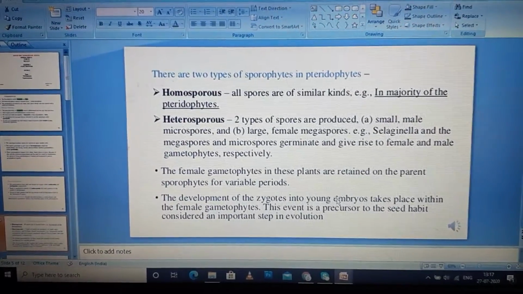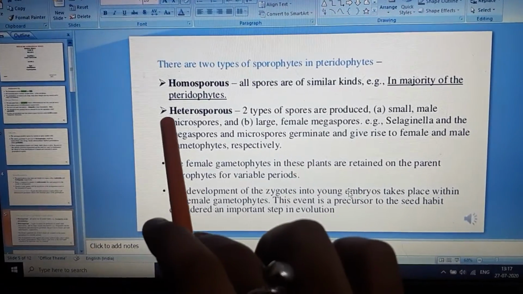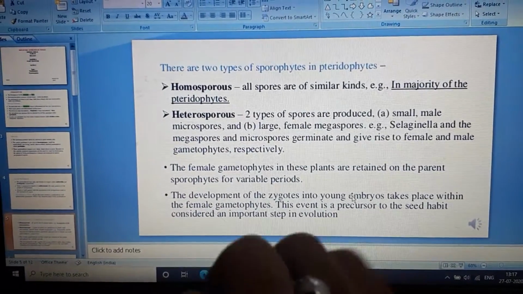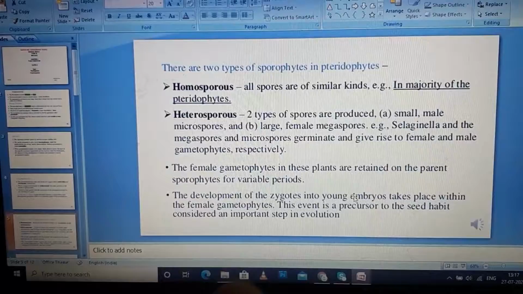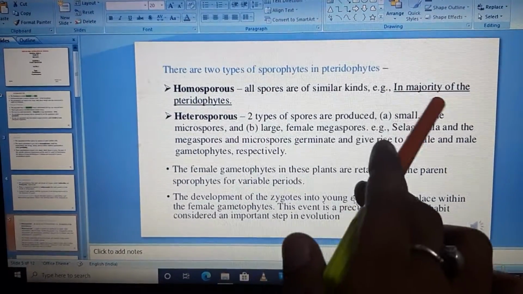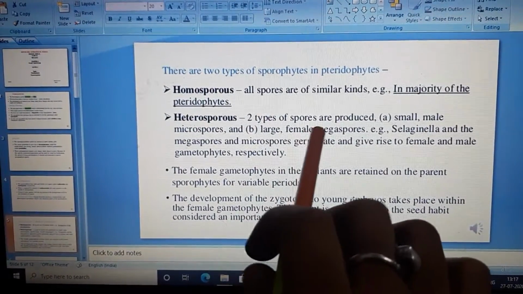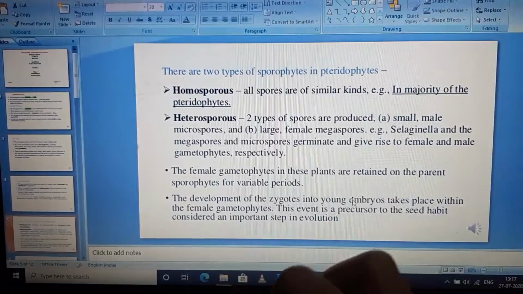They produce two kinds of spores. One is homospore, when all the spores look similar. The other is heterospores, when the spores are of two different types. One is small and the other is large. Small is male, known as microspore, while the large is female, which is known as megaspore.